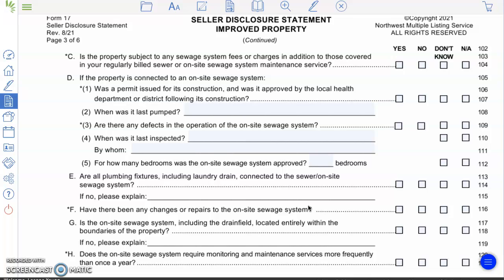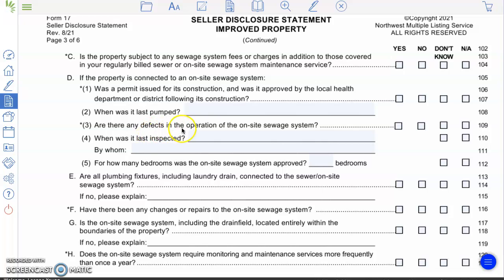This would typically be like if you bought newer construction, a lot of times they have a sewer capacity charge. So that would be an additional fee that gets charged every 3 months. If the property is connected to an on-site sewage system, was a permit issued for construction? So these are just going to want to answer if you have a septic system. If you don't, go ahead and just click the box NA, NA.